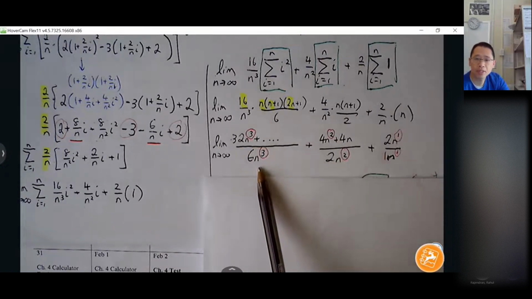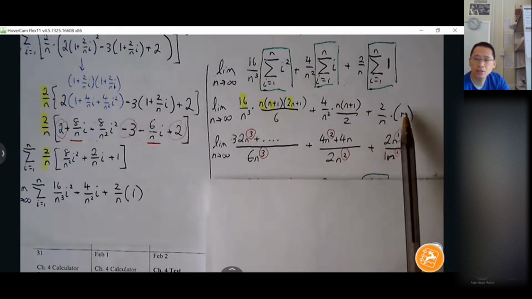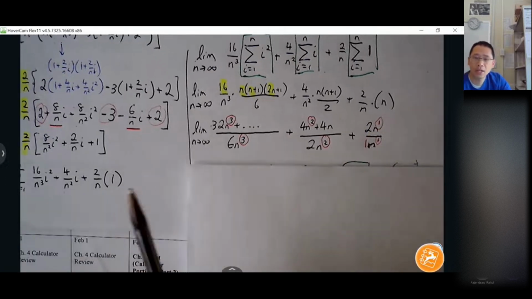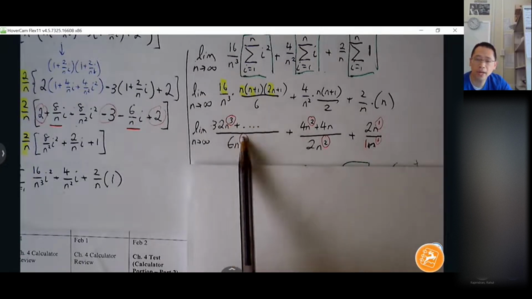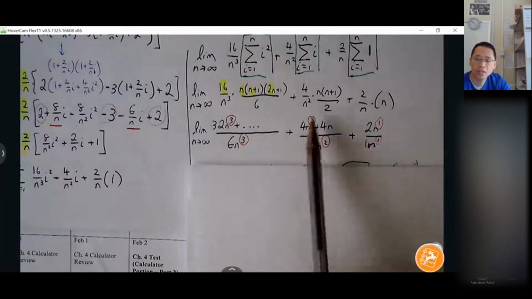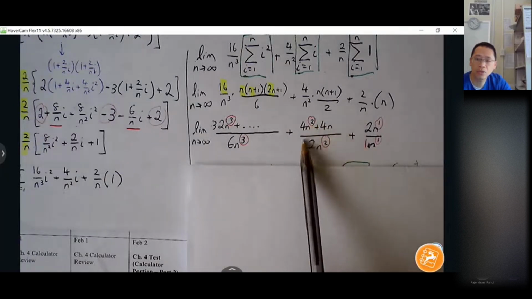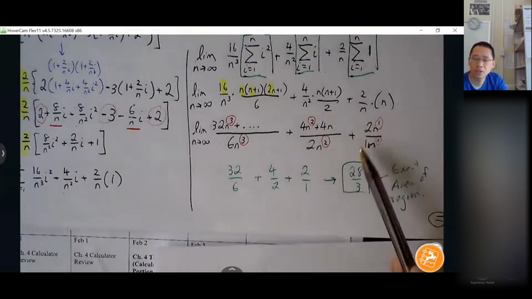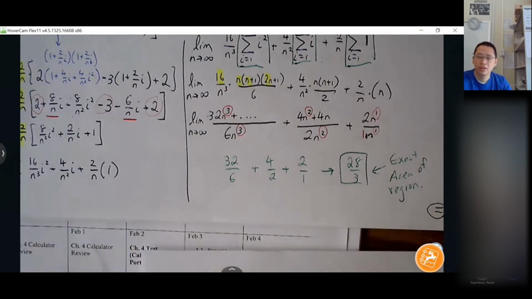The denominator is 6n cubed. Second term, we get 4n squared plus 4n over 2n squared, and then 2n over n. Within each fraction, we compare degrees, and we're going to see some matching degrees here, so we're just going to take the ratio of the coefficients. 3's match, we just take 32 over 6. Second fraction, the highest degree is 2. The 2's match, we just take 4 over 2. And the third term, degrees match, we just take 2 over 1. Combine those terms together, and we get 28 over 3.